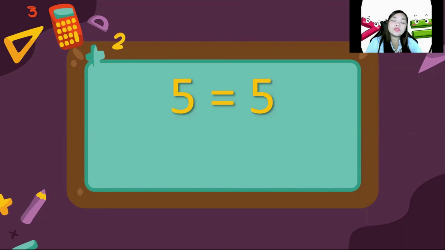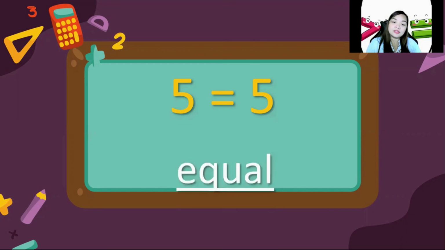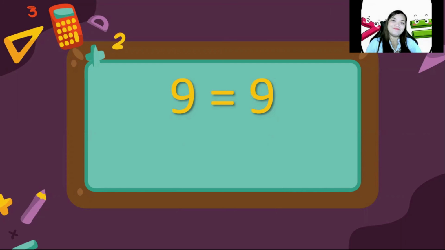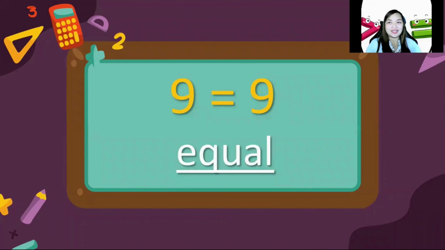So what's the answer for this? The answer is equal. Yeah, look at the sign. Between 5 and 5, there is a sign like that. It is called equal. How about this one? Yes, it's the same thing. It is equal. Yeah, all right.